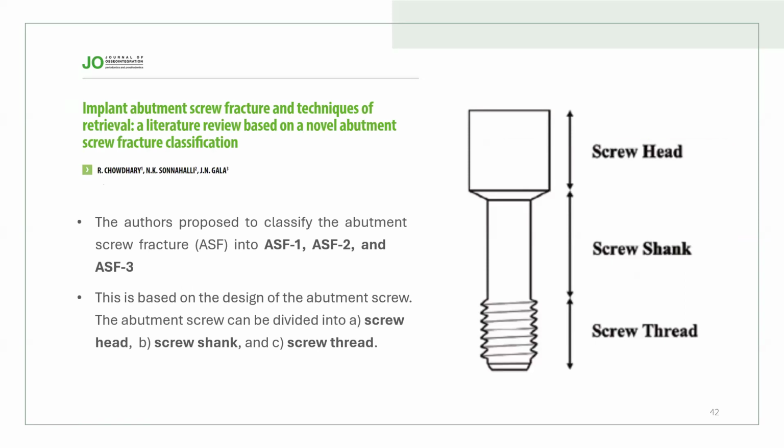Okay, this is a review. It's a recent one, I think 2023 or 2024. The author proposed a classification for abutment screw fracture, and they classified them as class 1, class 2, class 3, based on the design of the abutment screw. So we can see here the design of the abutment screw. We have the screw head, screw shank, and the screw threads.